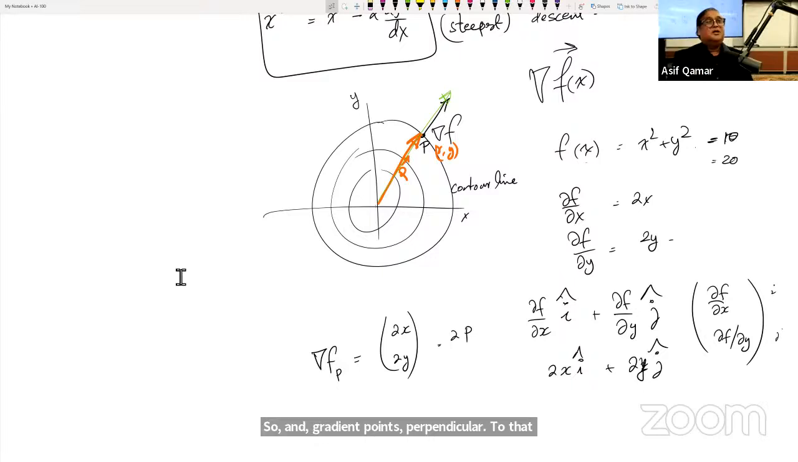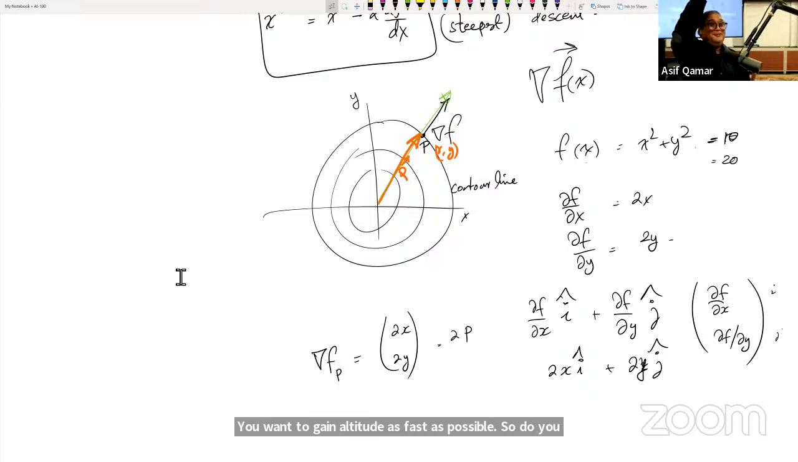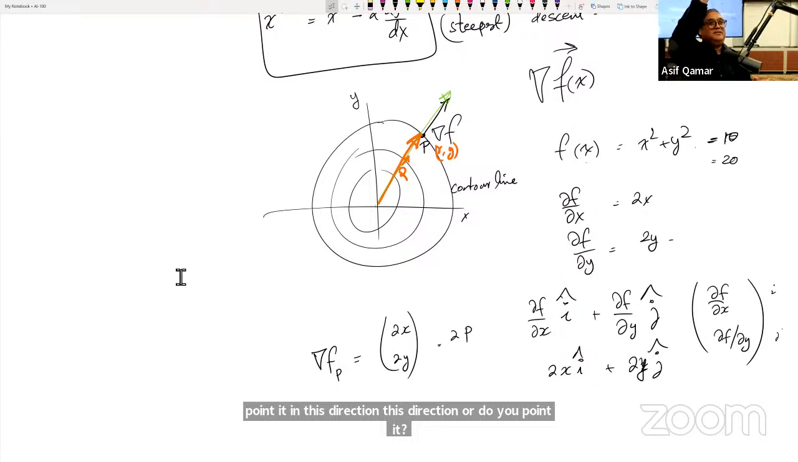So for example, when you launch a rocket, what do you want to do? You want to gain altitude as fast as possible. So do you point it in this direction, or do you point it perpendicular to the earth? Straight up. Why? Because that's the gradient. That's the direction of the steepest ascent.